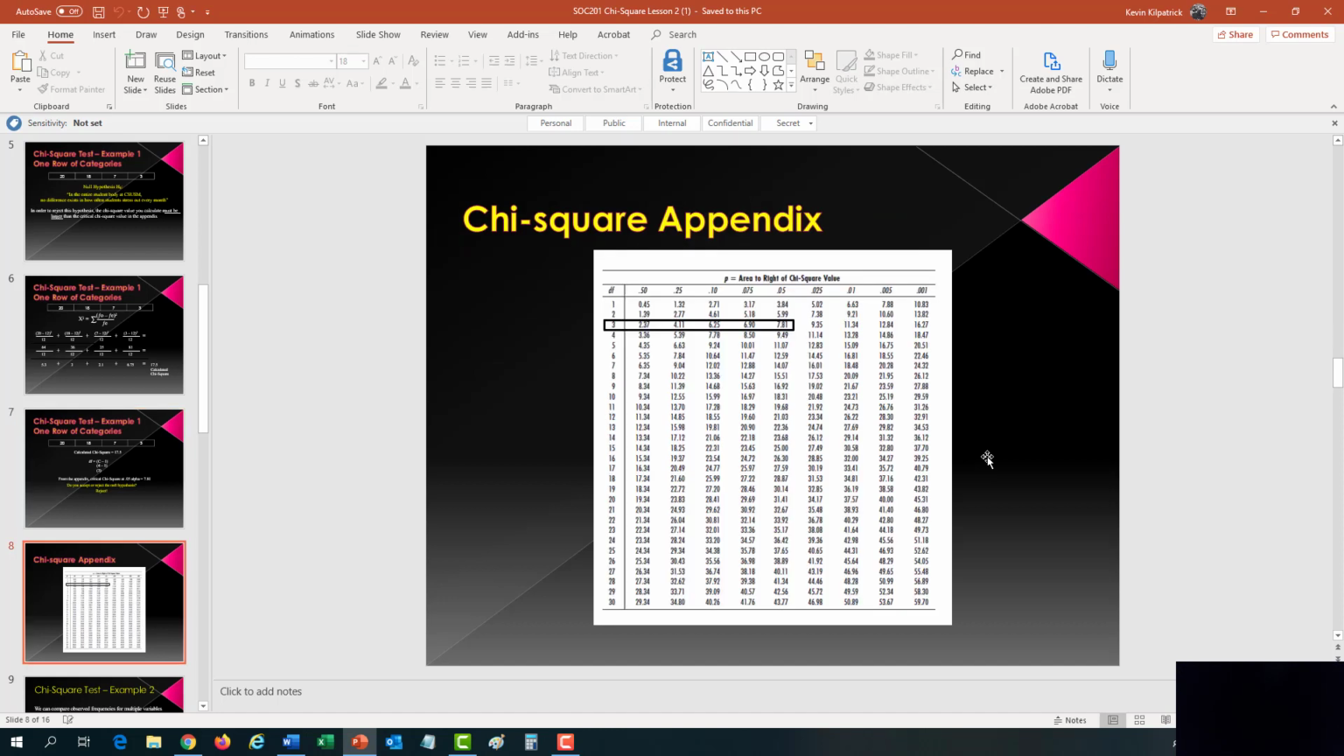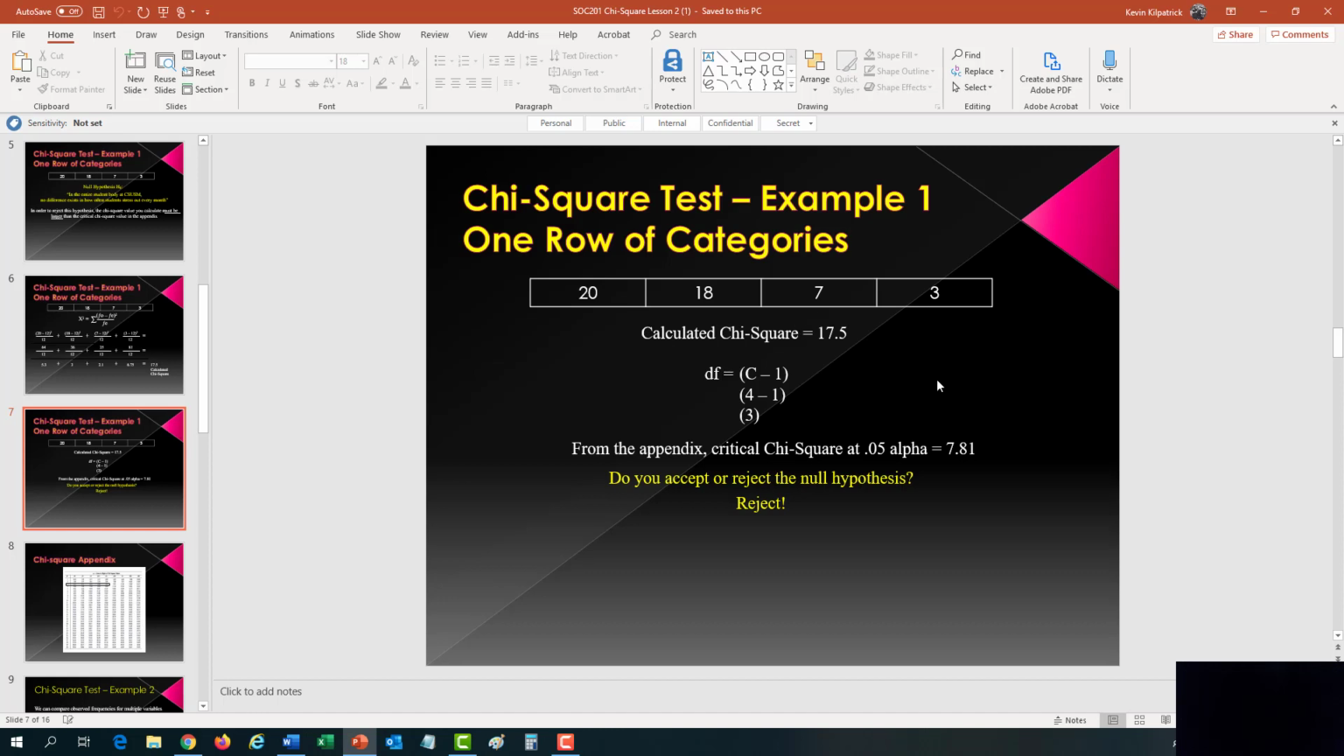Now let's look at that a little bit. Here's the appendix that's in the class this week. Okay, degrees of freedom, again, is on the left-hand side. I'm just going to move down to 3 and go straight across until I get to 0.05, and that's where I find 7.81. Okay, so that's how I get these numbers.